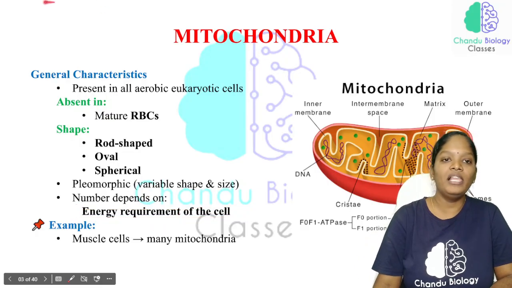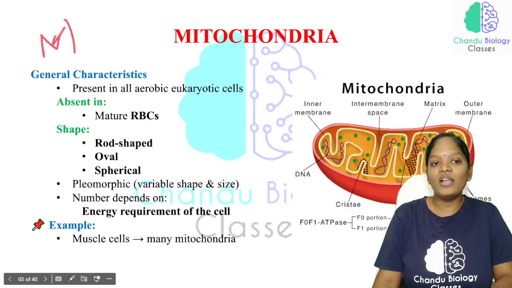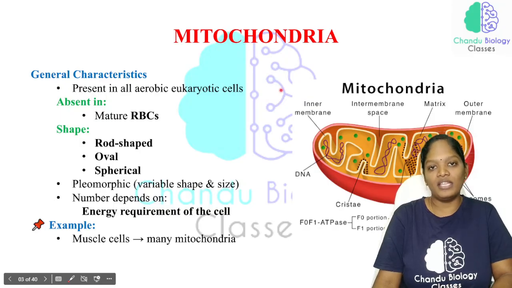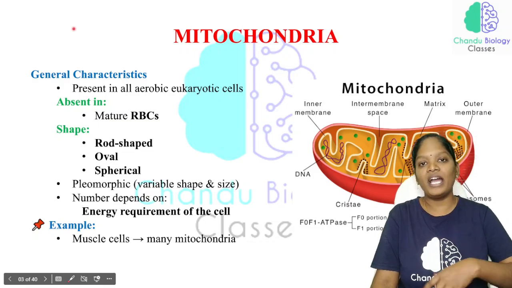See, for example, we have many cells: liver cell, lung cell, kidney cell. In that case, the muscle cell always needs more energy. And we know this mitochondria is the powerhouse of the cell. As mitochondria is the powerhouse of the cell, they are the donor of energy, and the muscle cells are always in need of energy because we are moving the hand here and there.